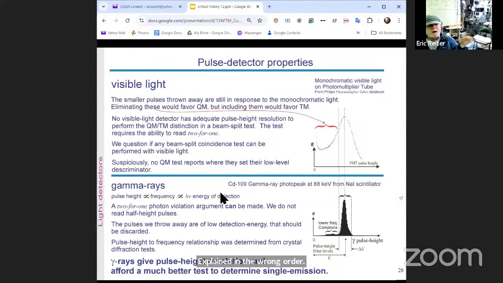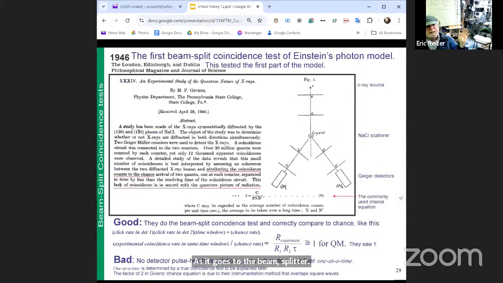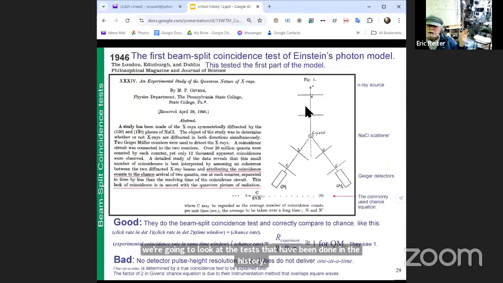All of these experiments are about, is it a photon or not? So if you use gamma rays, you don't have that pulse height resolution problem. And also, very important, you get to do a much better test to see if your source is 1 at a time to start with as it goes to the beam splitter. I'll explain that later. So we're going to look at the tests that have been done in the history to see the beam split coincidence test.